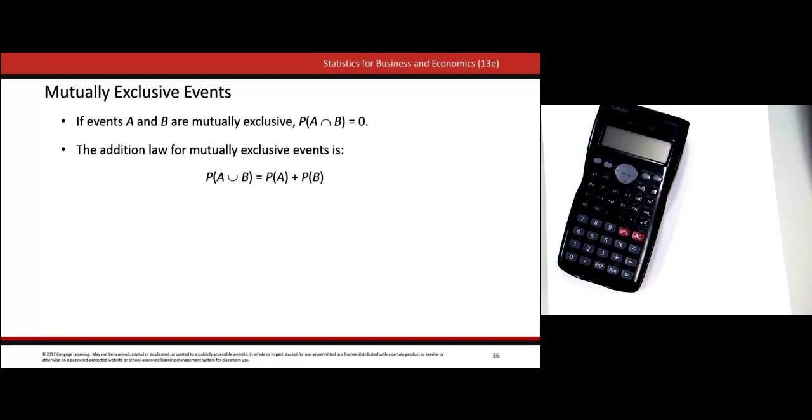So then the addition law. Addition law is always probability of A union B is probability of A plus probability of B minus intersection. But for mutually exclusive events, this is 0. So if A and B are mutually exclusive, we can simply write the probability of A union B as probability of A plus probability of B, because the intersection is 0.